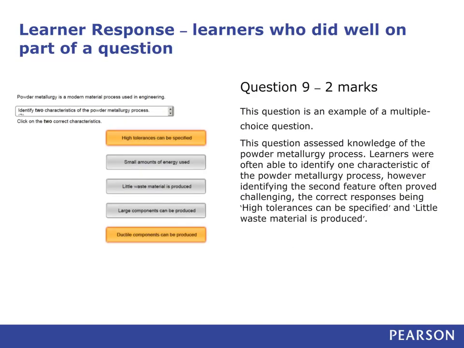Question 9. This question is an example of a multiple-choice question. This question assessed knowledge of the powder metallurgy process. Learners were often able to identify one characteristic of the powder metallurgy process. However, identifying the second feature often proved challenging. As with previous examples, this type of multiple-choice question does tend to stretch learners, in that they are able to demonstrate limited knowledge but do not appear to have the breadth of knowledge required to access both marks. The correct responses were, high tolerances can be specified, and little waste material is produced.